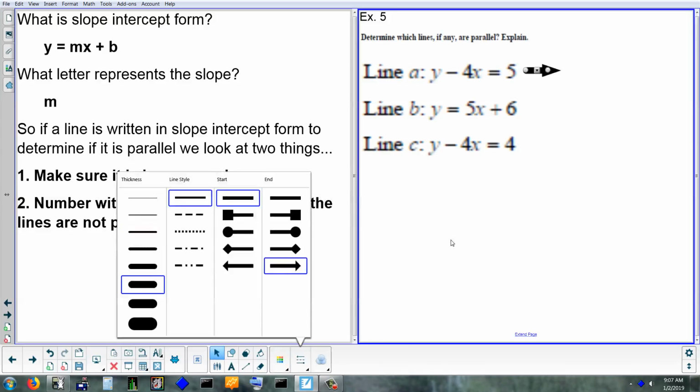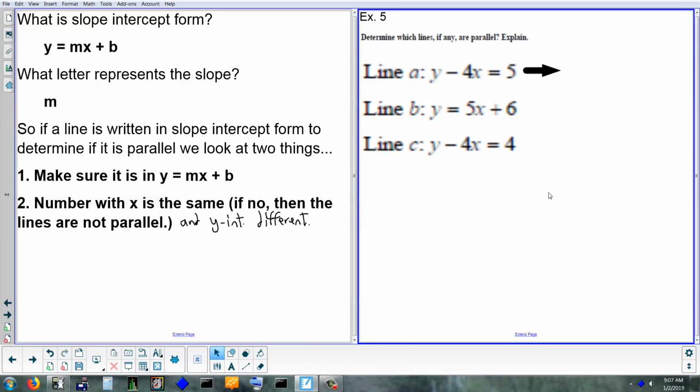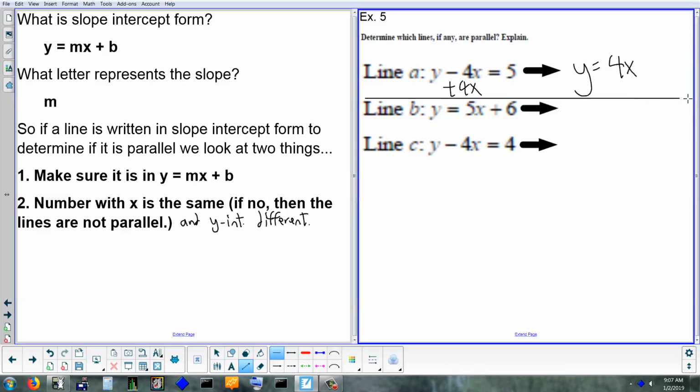Savannah, what do we have to do to get y by itself? Add 4x. I'm going to add 4x. Now to get y by itself, y equals, what's going to come after the equal sign? Because remember, it's y equals mx plus b. So what's going to come after my equal sign? 4x, right? I'm taking this, and again, I'm moving it to the other side to get it in the right order. Plus 5. Good, Ellie.